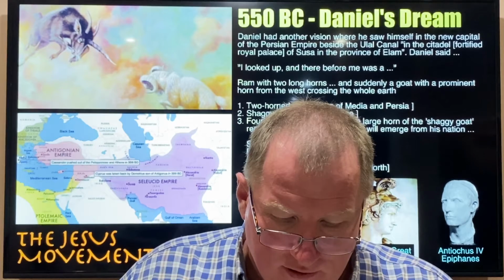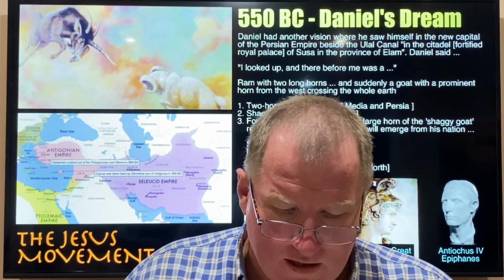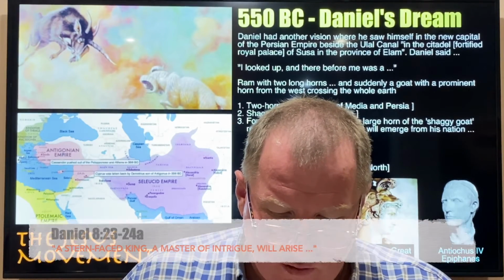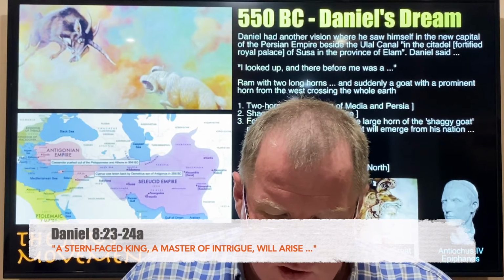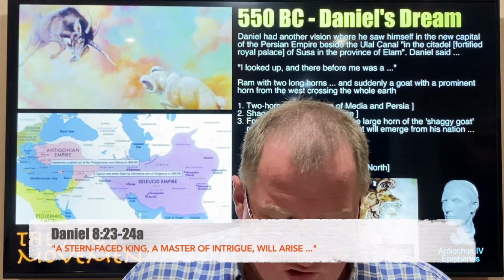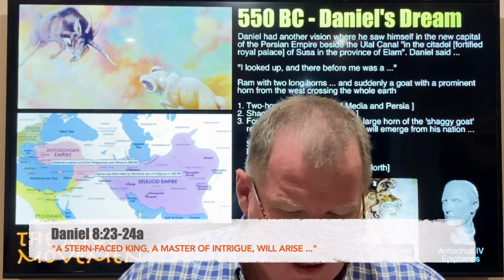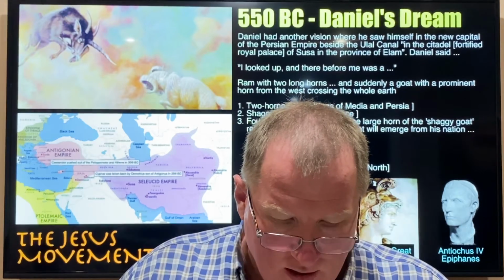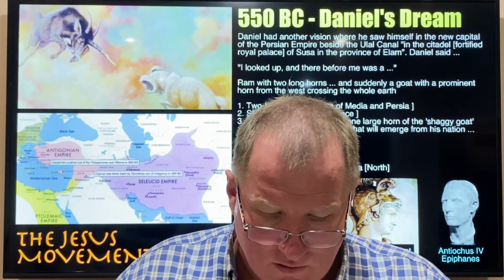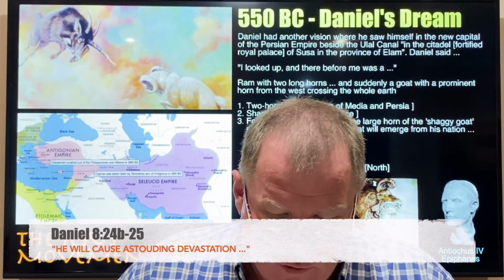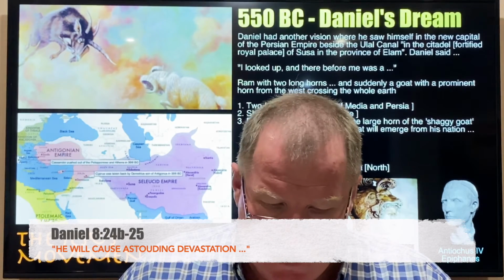The archangel Gabriel explained the four splintered and rebellious kingdoms would be ruled by kings who would become wicked until, in verses 23 and into the beginning of verse 24, it says, "A stern-faced king, a master of intrigue, will arise. He will become very strong, but not by his own power." The archangel Gabriel continued to explain what this powerful master of intrigue would do. So carrying on from verse 24, he says, "He will cause astounding devastation and will succeed in whatever he does.